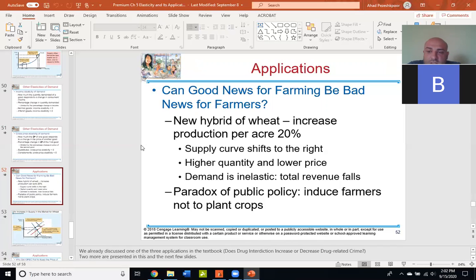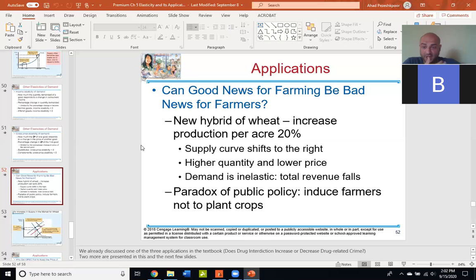Let's see one of the oldest and most important applications of elasticities. Can good news for farming be bad for farmers? Well, your common sense, when you look at it, you say, no, of course not. Farmers would like to be able to produce more and more and more to be able to make more money. Let's say a new hybrid of wheat increased production per acre by 20%. The same thing happened during the Green Revolution. Now we have this new hybrid, new types of seeds that if you plant them, you'll be able to produce more by 20%.